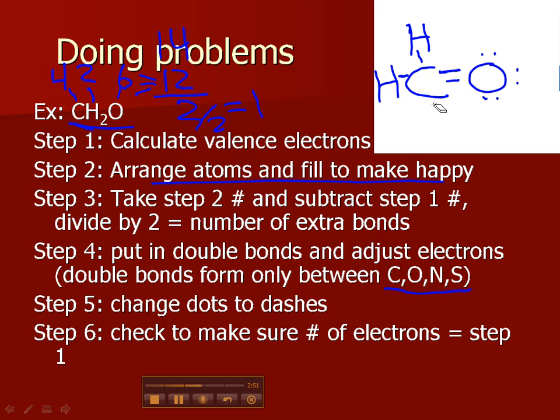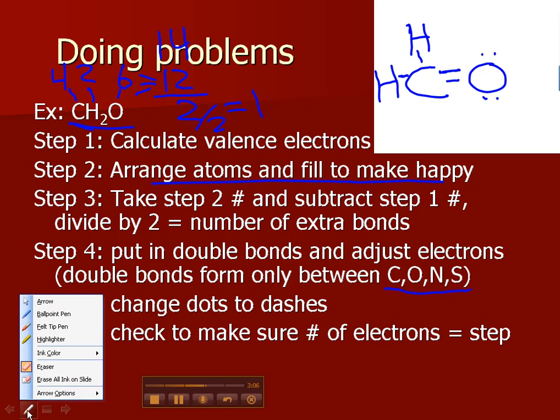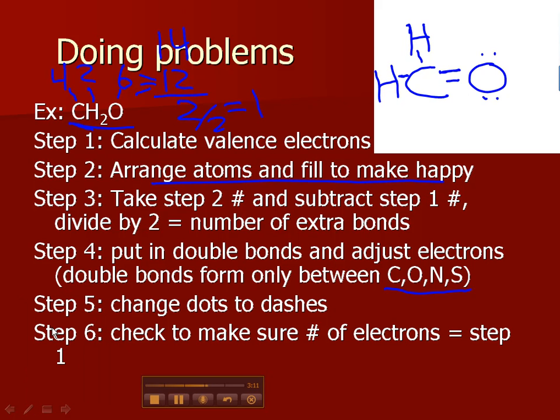Take a look at the oxygen. We've got the same thing going on. It has 1, 2, 3, 4, 5, 6, 7, 8, 9, 10. That means that we can erase 2 of the electrons that are on the oxygen. Once we're done with that, we can go ahead and count up exactly how many electrons we have. We have 1, 2, 3, 4, 5, 6, 7, 8, 9, 10, 11, 12, which is the number that we started out with. So it's perfect. It's good to go.